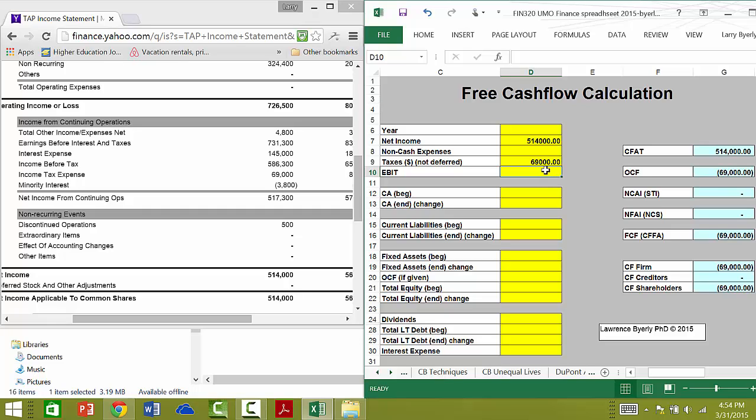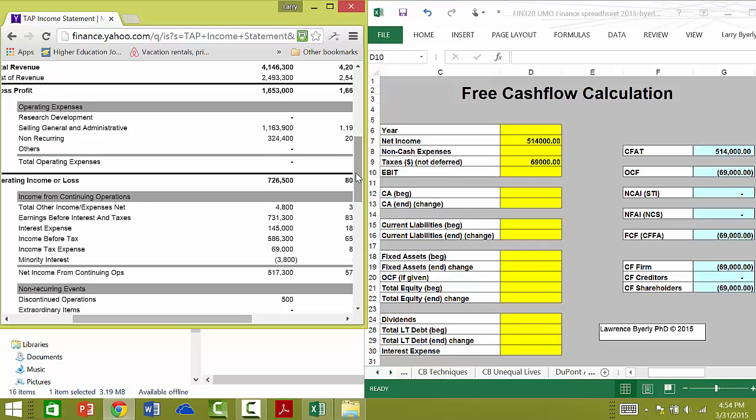So now let's go back up here and find EBIT, income from continuing operations. Let's go back up, make sure that we have the right line item, right where we need to be. Here are the operating expenses. Here's the operating income or loss. So that's 726,500. Now we go down.